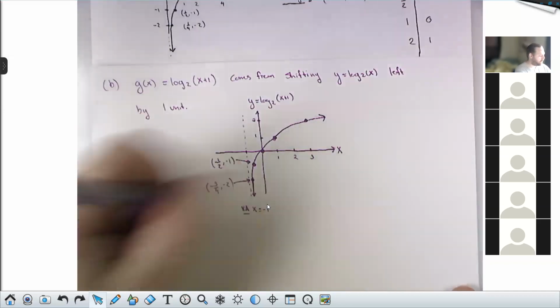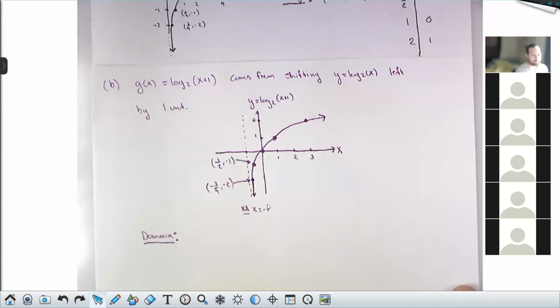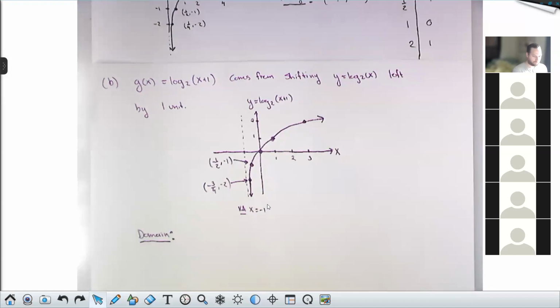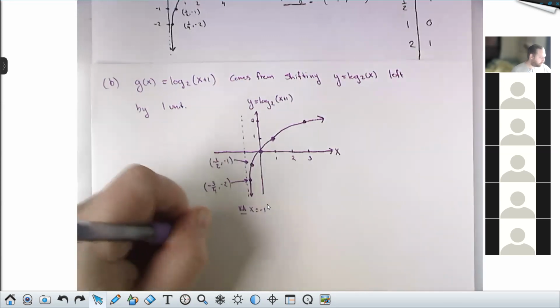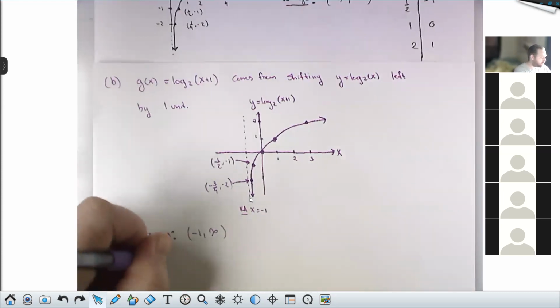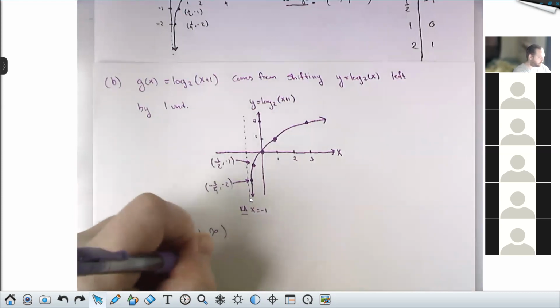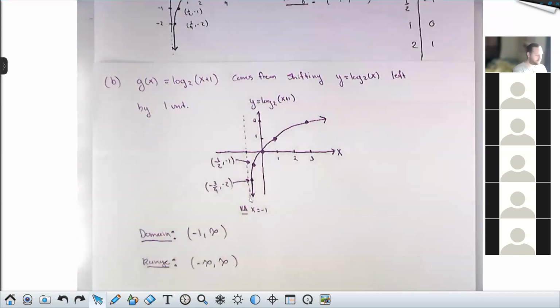So what is my new domain here? -1 to infinity. It's perfect. -1 to infinity. And just like we don't include 0 in the original domain, we don't include -1 here. This thing has a vertical asymptote at -1. What is the range of this new function? -infinity to infinity. Very good. Has not changed. Still -infinity to infinity. All I did is shift it to the left. Didn't do any vertical stuff, so couldn't possibly change the range.